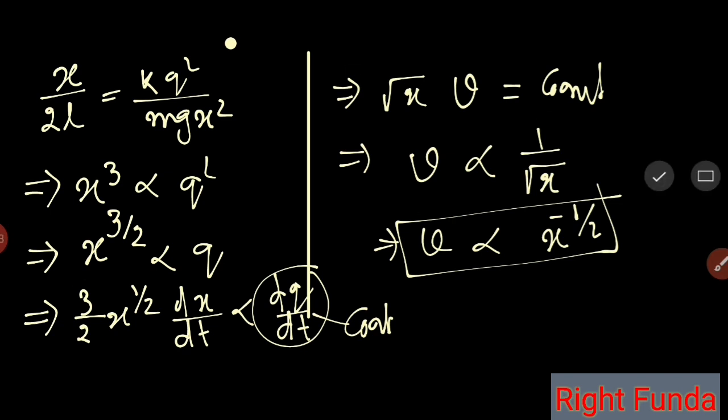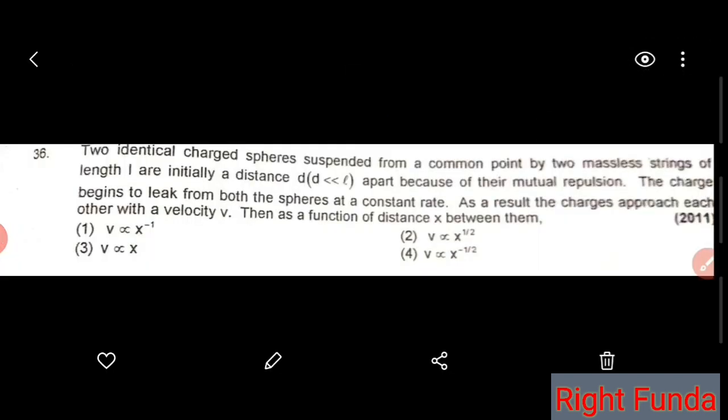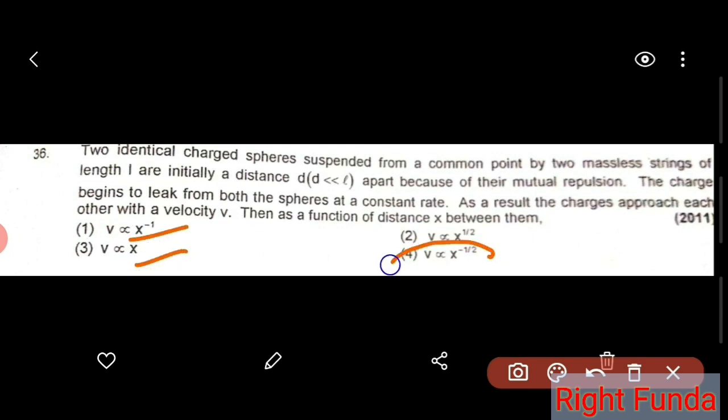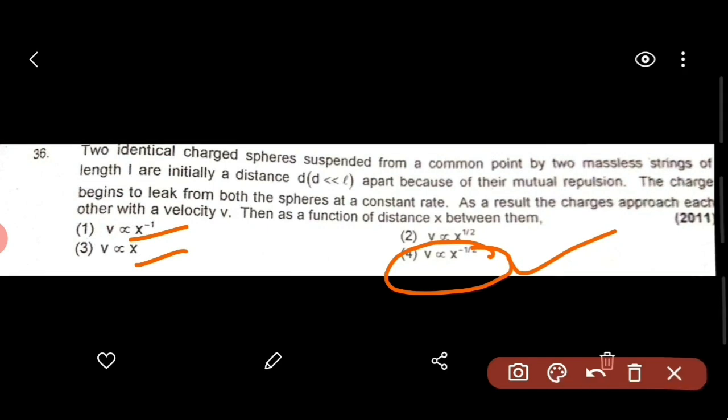So the question asks how this will depend. So v is proportional to x to the power minus half is the correct answer.